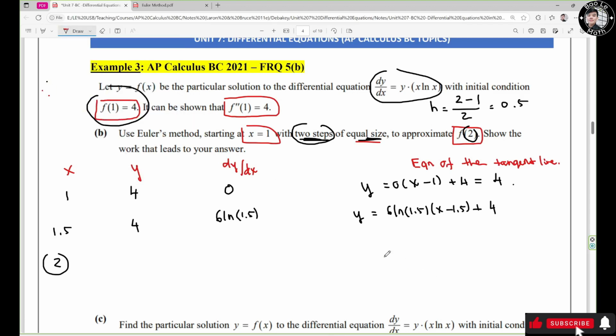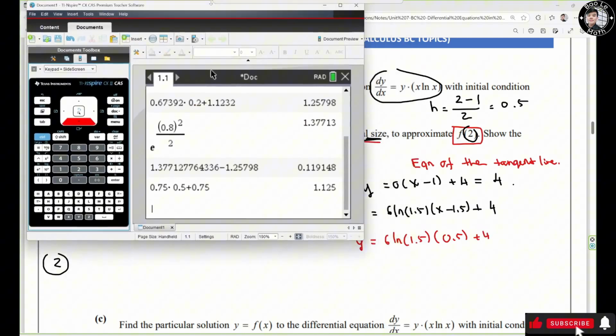So it's gonna be y equals 6 times natural log of 1.5 times 2 subtract 1.5, which means 0.5, right? Plus 4, right? So I'm going to bring up the calculator. So I have 6 times 0.5, right? Times natural log of 1.5.